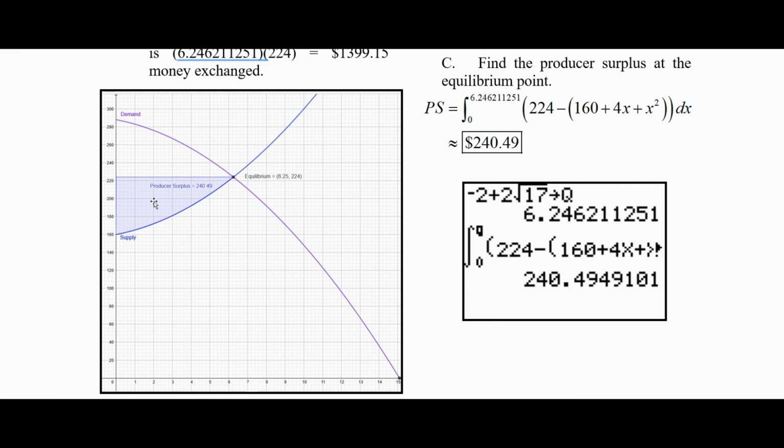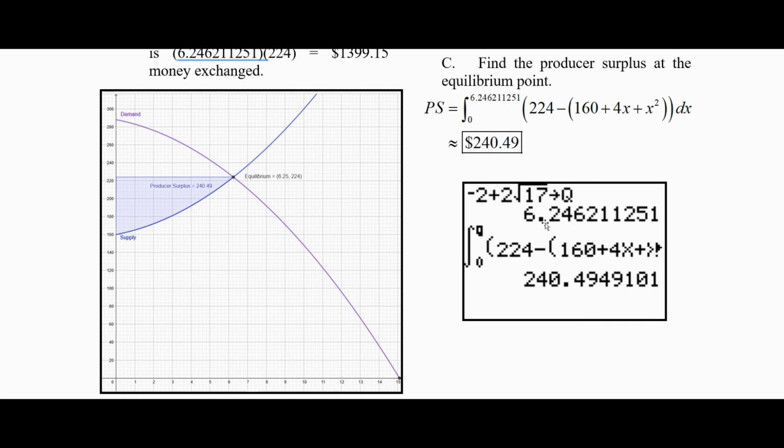So that's what's called the producer's surplus. And so the function we're integrating is the top curve minus the bottom curve. The top curve is 224 minus the bottom one, which is the supply curve, this one right here, 160 plus 4x plus x squared. And we go from 0 up to that mark of equilibrium.